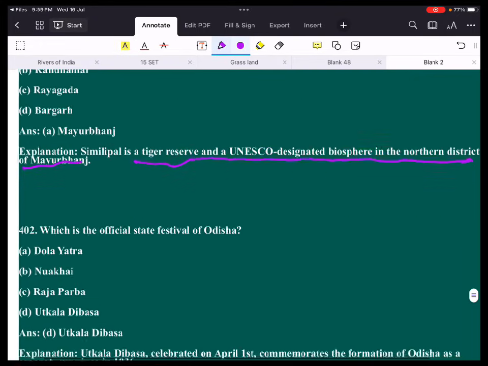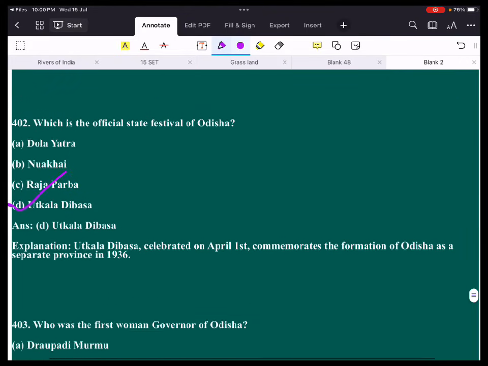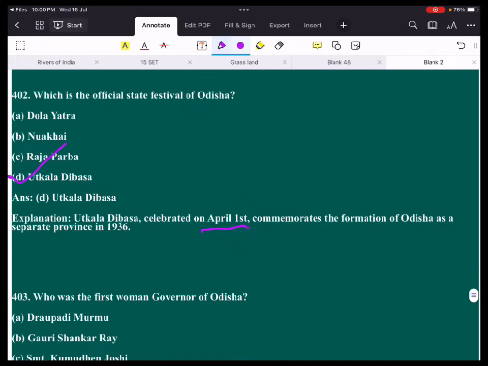Which is the official state festival of Odisha? That is Utkala Divasa, option D. Utkala Divasa is celebrated on the 1st of April to commemorate the formation of Odisha as a separate province in 1936.